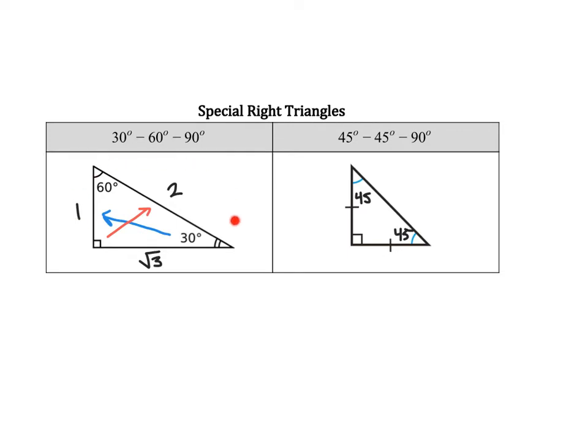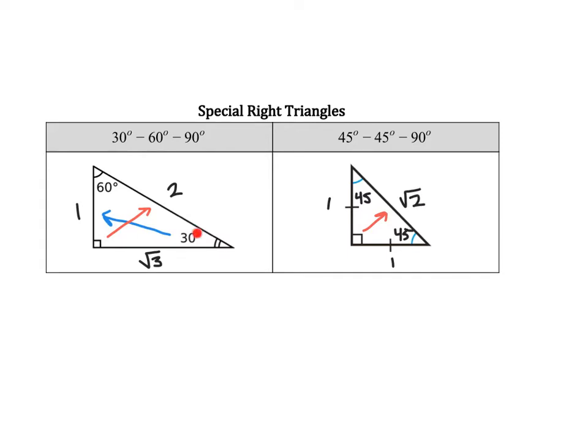If your triangle is rotated, the numbers might be in different places, but 1 will always be across from 30. 2 will always be your hypotenuse, and root 3 will always be across from 60. For a 45, 45, 90, like you see here, it's a little bit easier. Your two legs will always be 1 and 1, and your hypotenuse will always be root 2.